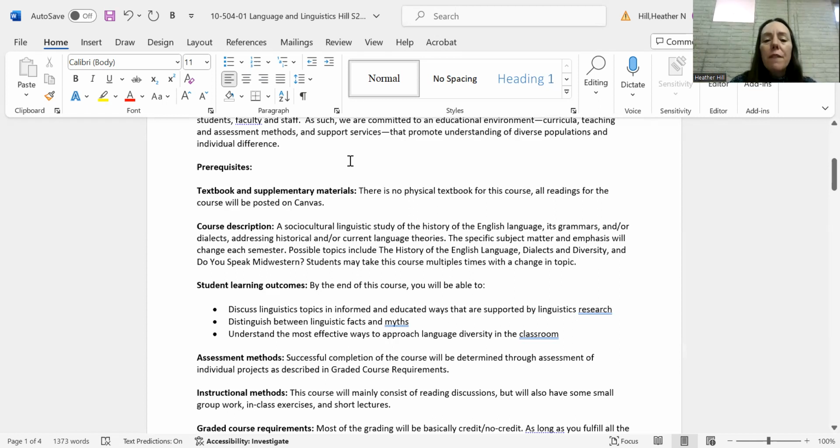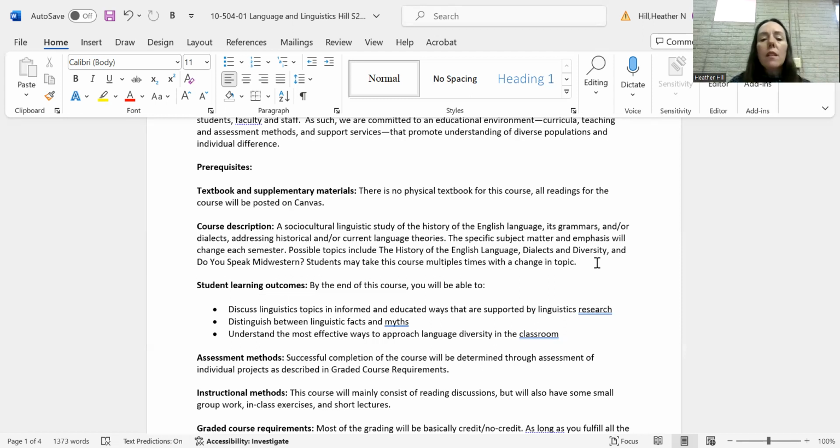So this is the official course description that's in the catalog. It just says a sociocultural linguistic study of the history of the human language, its grammars and/or dialects, addressing historical and/or current language theories. The specific subject matter and emphasis will change each semester. Possible topics are blah, blah, blah.